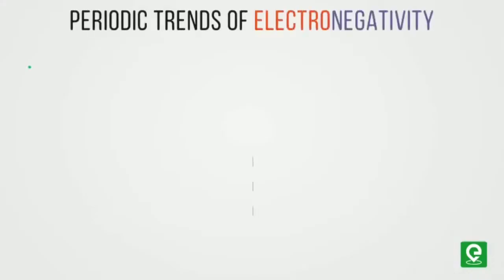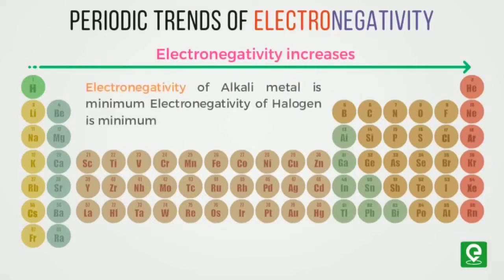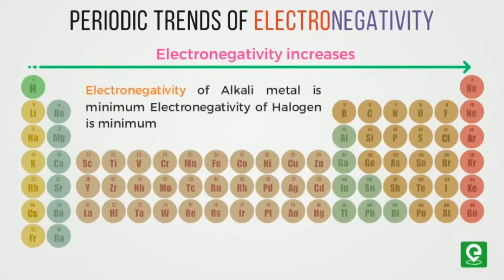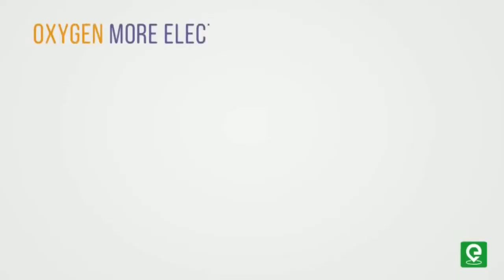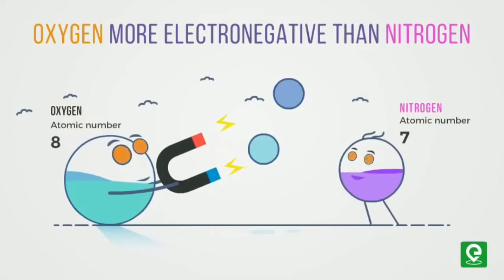Now let's learn about the periodic trends of electronegativity. Atomic size decreases on going from left to right in a period, therefore electronegativity increases. In a period, the electronegativity value of a halogen is maximum, while the electronegativity value of an alkali metal is minimum. For example, oxygen is more electronegative than nitrogen. Due to its higher atomic number than nitrogen, oxygen has more electrons, which results in stronger attractive force from the oxygen's nucleus for a bonding pair of electrons than that of nitrogen's nucleus.